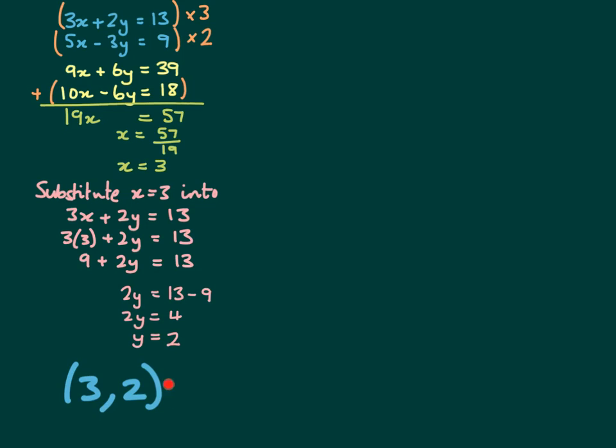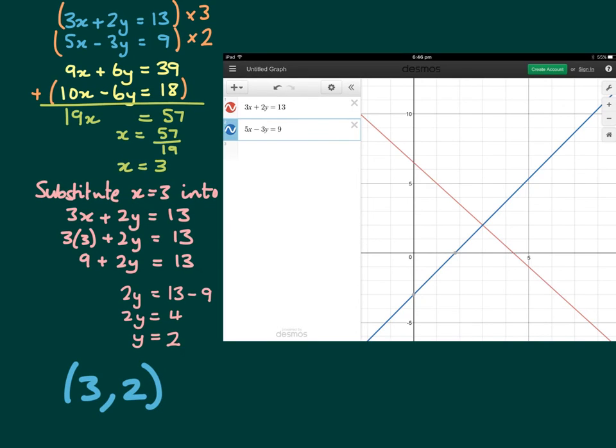Okay. Just to back up what I've been doing with every question, let's have a quick look at the Desmos graph. Alright, so my top equation, 3x plus 2y equals 13, is the red line. My second equation, 5x minus 3y equals 9, is the blue line. And if we just look at the coordinate where they cross each other, look, it's at 3, 2, which is the same as our answer. Okay, so the answer we found is the coordinate where those two graphs are crossing each other.